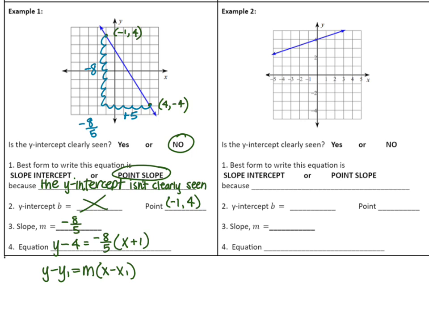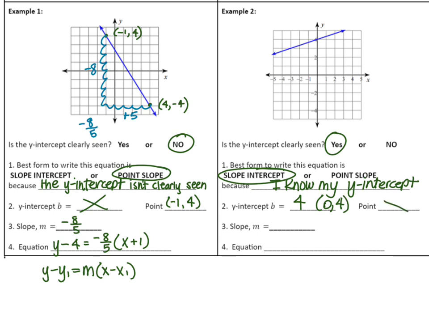Now, if I can identify my y-intercept, like I can in example 2, then I'm going to write my equation in slope-intercept form, because I know my y-intercept, I can see it. In this problem, my y-intercept is 4. B is 4, or it's the point 0, comma 4. I could write another point, but I don't need to for this.